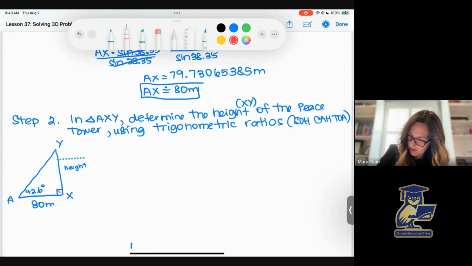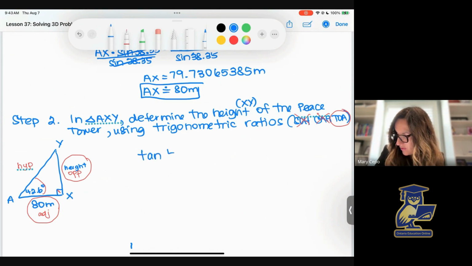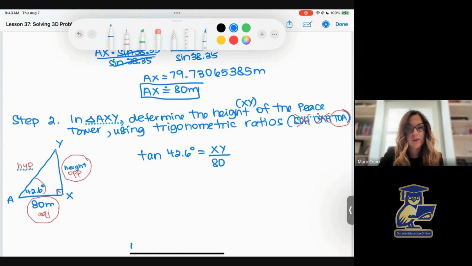Across from the 90, we know is our hypotenuse. There's our acute angle. This is the opposite. And this would be the adjacent. Okay, so we need the opposite side. We are provided with the adjacent side. So looking at our ratios, which ratio compares the opposite side over the adjacent side? Well, not this one because we don't have it, so we know we're using TOA. So we would say tan of 42.6 degrees is equal to the opposite, which is XY, over 80 meters for the adjacent.